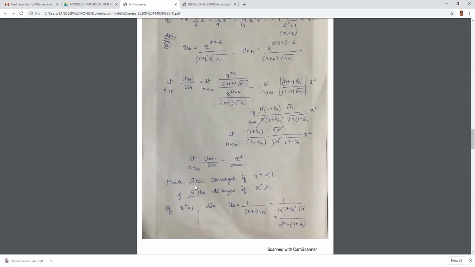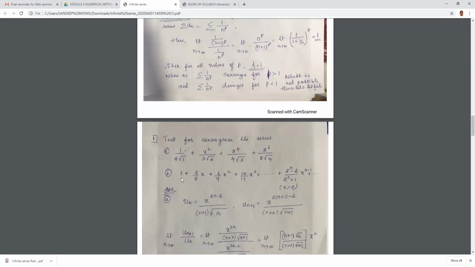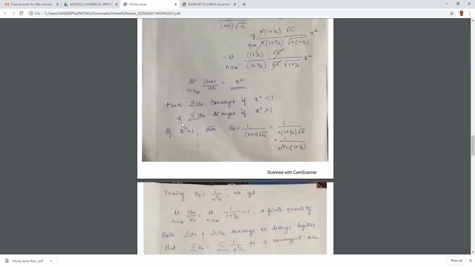So I'll write: sigma un converges if x square is less than 1, and sigma un, this is our given series, diverges if x square is greater than 1. This is according to the ratio test. If you get a value less than 1, then we say the given series is convergent. It is divergent if it is greater than 1. And the test fails when it is equal to 1, because we don't know whether this value is 1 or not, correct?